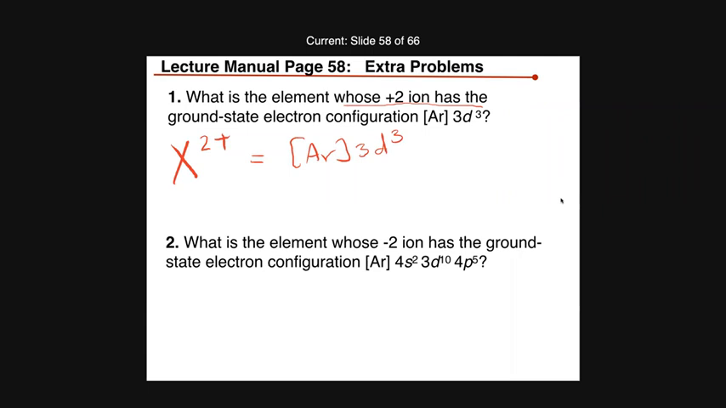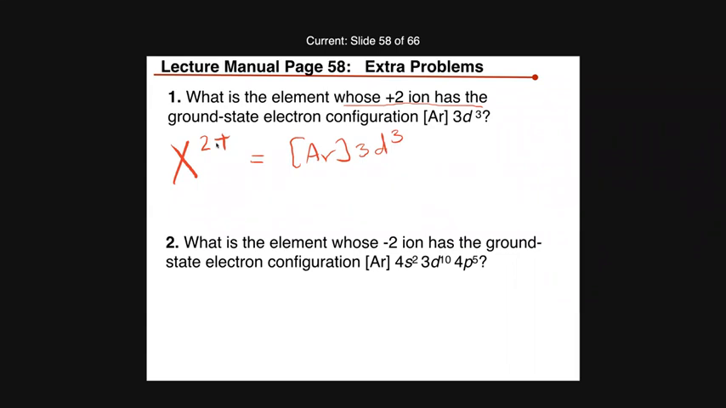Right? That's what it means. Note that this electron configuration has already lost 2 electrons. Remember, when you lose 2 electrons, where do you lose them first? From the highest n value, right? What comes before 3d? You need to know that 4s comes before 3d.